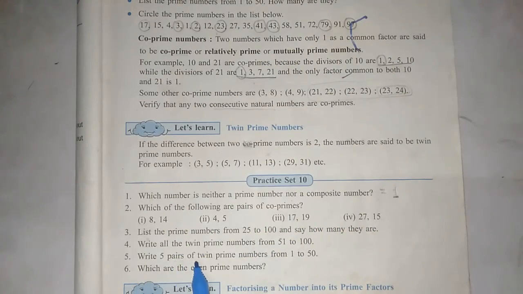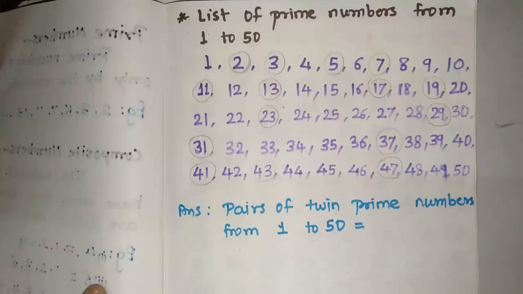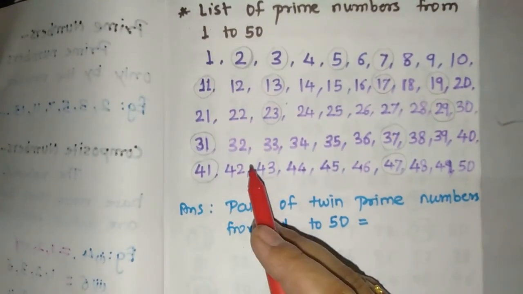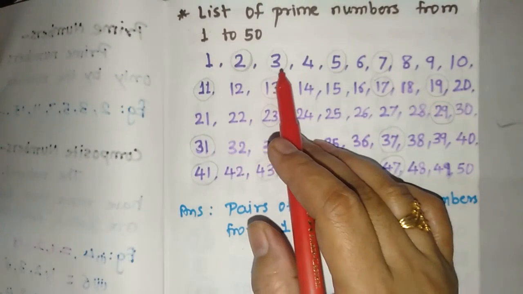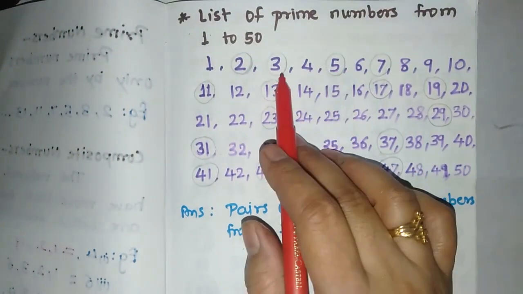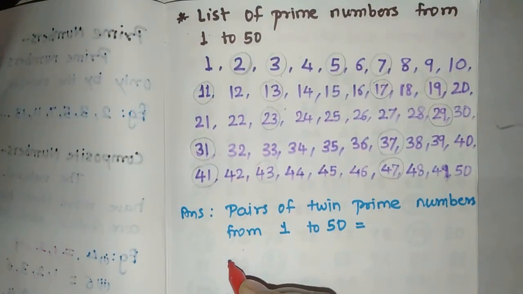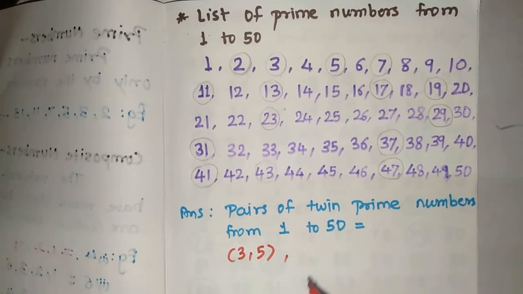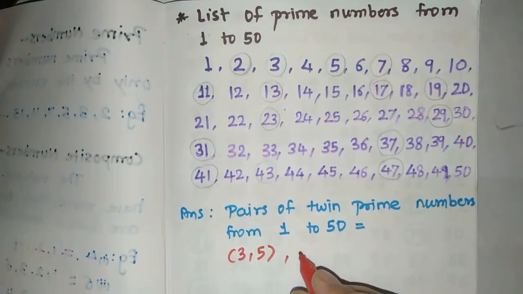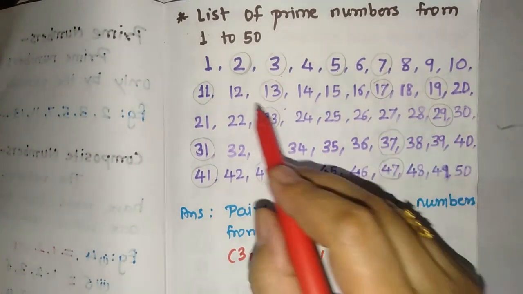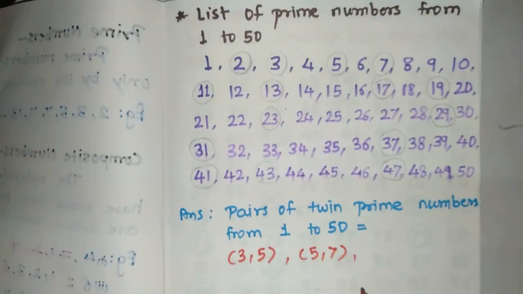Fifth question, write 5 pairs of twin prime numbers from 1 to 50. We already know the prime numbers from 1 to 50. We just check whether the difference between two prime numbers is 2 or not. So the first pair is 3 and 5. Next, 5 and 7. Both are prime numbers and their difference is 2. Now the next pair is 11 and 13.